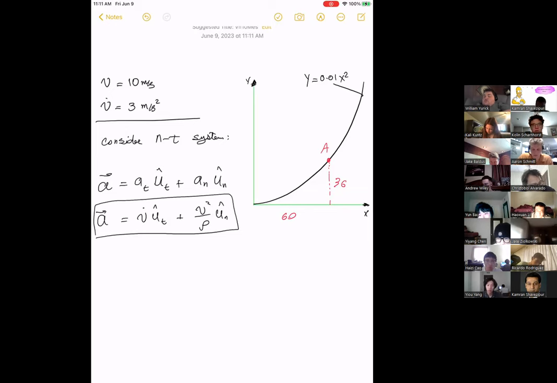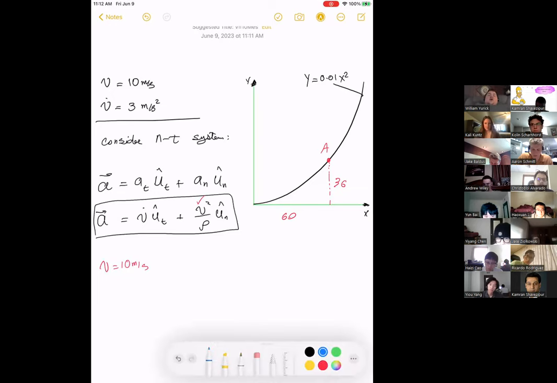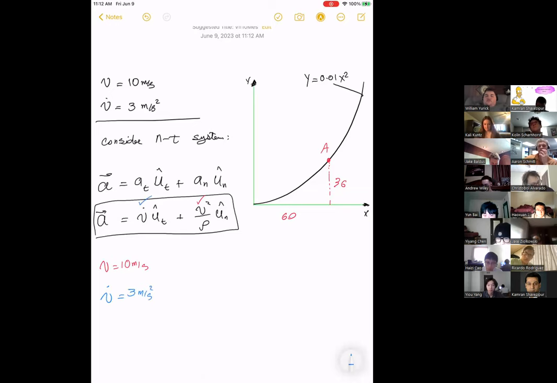Now, the problem tells you how much V is, right? V is given as 10 meters per second. So you have this. It gives you the rate of the change of V, which is V dot, 3 meters per square second. So this is also known. By the way, V dot is positive 3 or negative 3. How do we know when it's positive or negative?